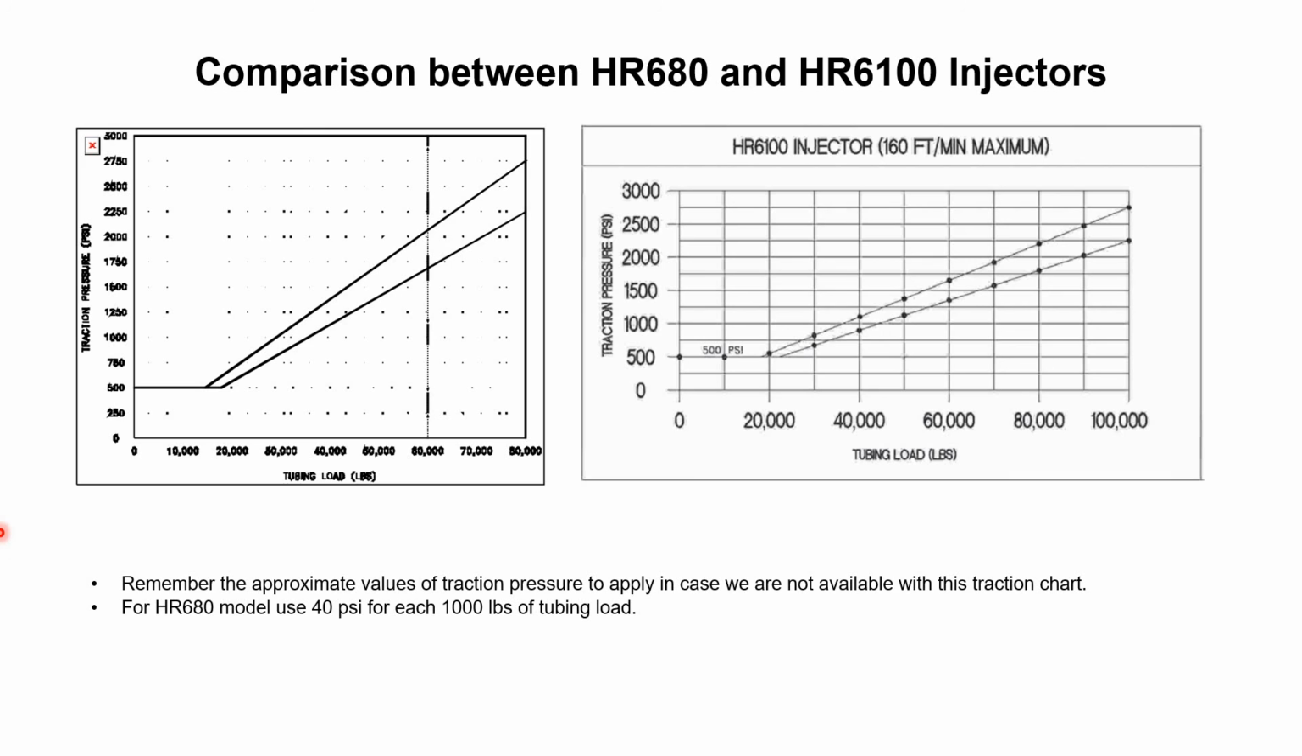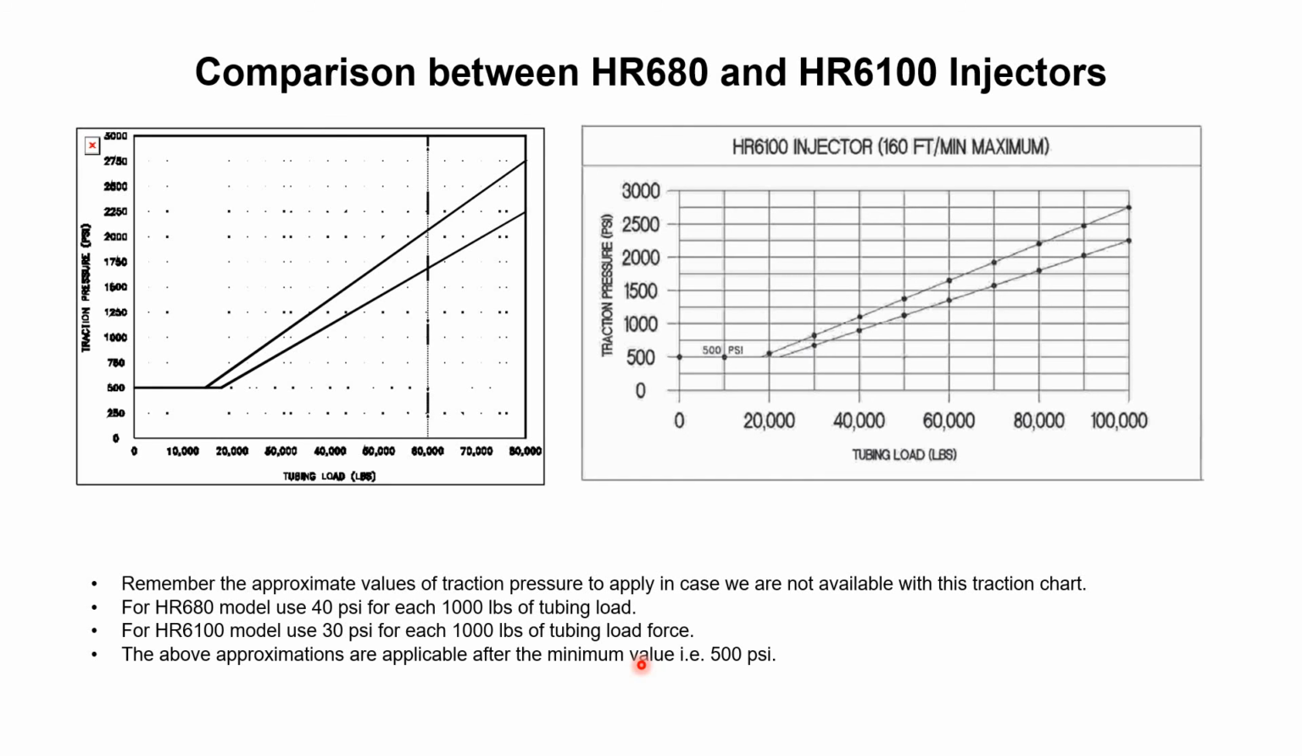For the HR680 model, we can use 40 psi traction pressure for each 1000 pounds of tubing load. So just assume that we have to apply for 50,000. We will multiply this 50 with this 40. We will get 2000, which is enough because we are on the safe side. Then for the HR6100 model, we can use 30 psi for each 1000 pounds of tubing force or tubing load.